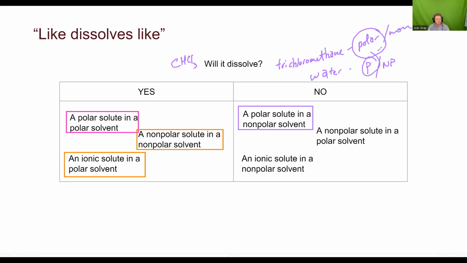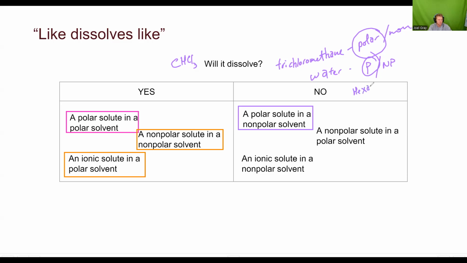Water is polar. Okay. So my question is, will trichloromethane dissolve in water? Essentially, will a polar solute dissolve in a polar solvent? Absolutely.